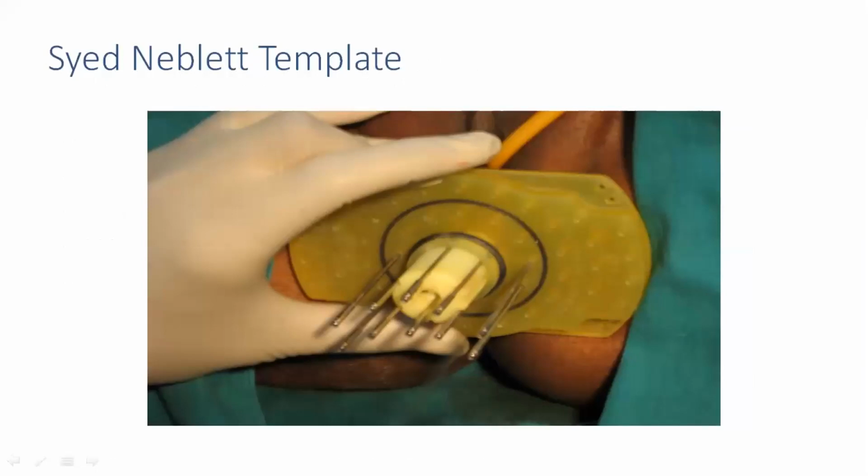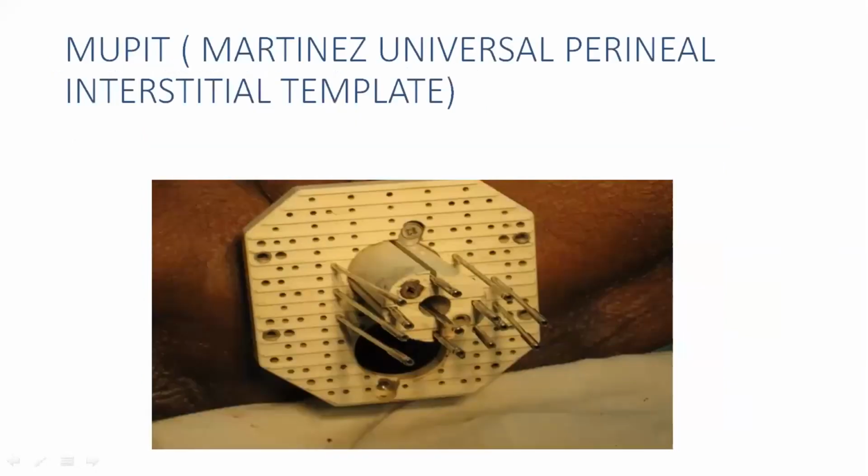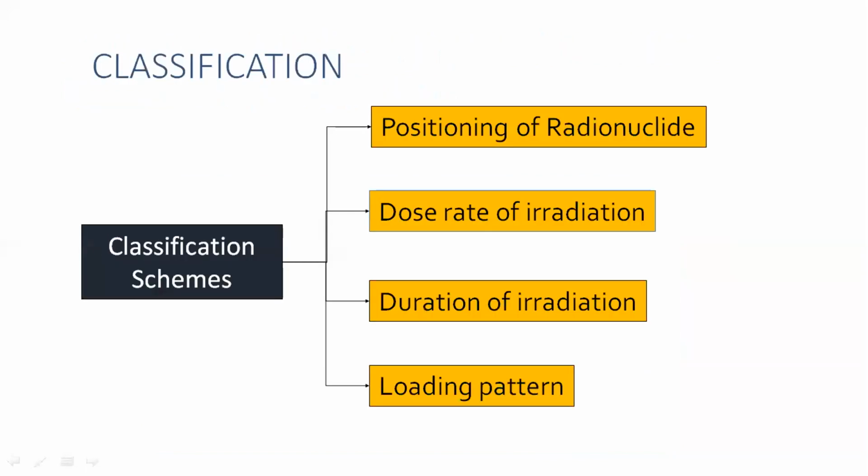These are for interstitial implants. These are done with steel needles. These have templates. This is the Syed Neblett template that is used. And we have the MUPIT, or Martinez Universal Perineal Interstitial Template. These steel needles are for implanting the lateral pelvic wall where it is involved.